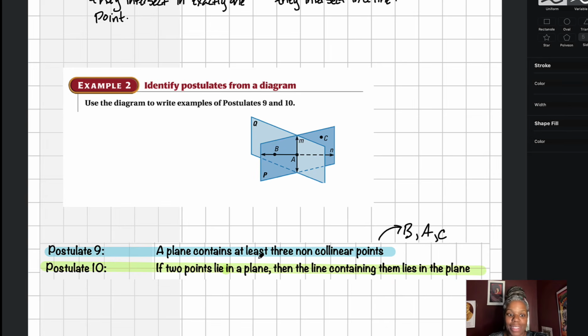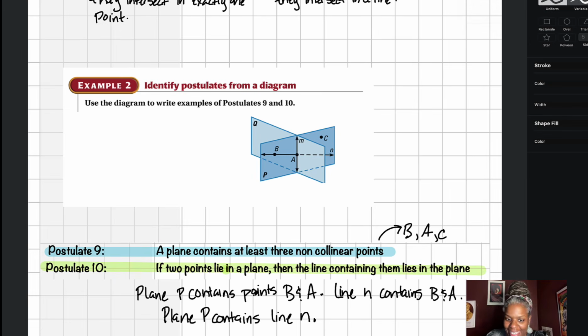Let's look at postulate number 10. Postulate 10 says if 2 points lie in a plane, then the line containing them lies in the plane as well. So let's see if we have that here. We've got 2 points. Again, we're looking at plane P. We've got B and A lie in that plane. And also notice the line N that contains B and A lies in plane P. So I'm going to write that down. Plane P contains points B and A, and line N contains points B and A. And so plane P also contains line N.